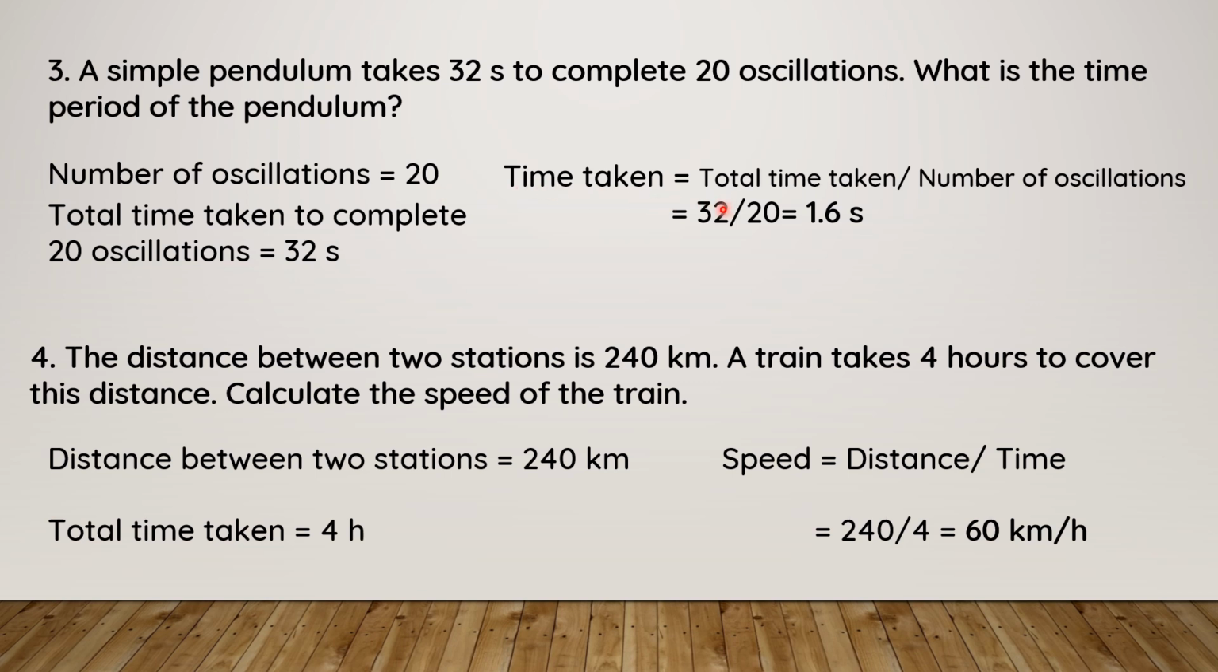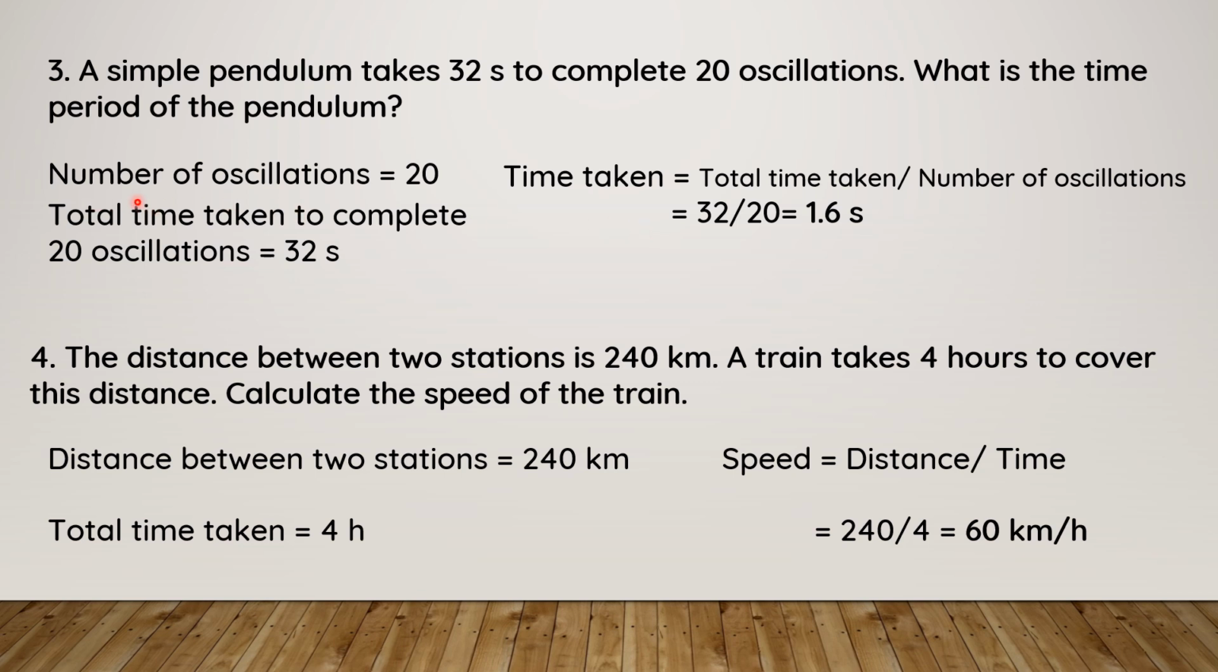You know the formula of time period: total time taken divided by number of oscillations. Total time taken is 32 seconds. So 32 by 20 is equal to 1.6 second. Okay, so first you have to write the given values. After that, write which formula you have to use. Then substitute the values in that formula.